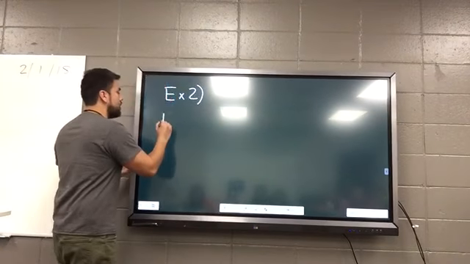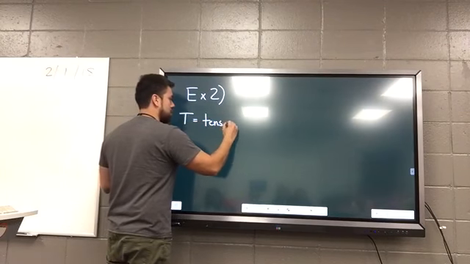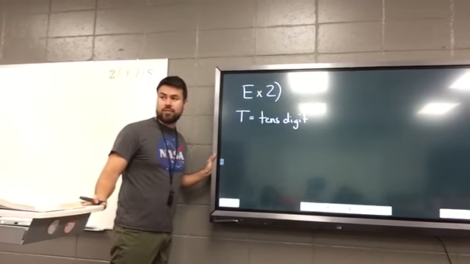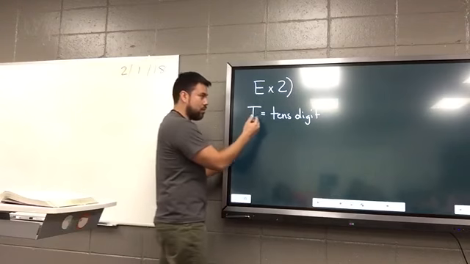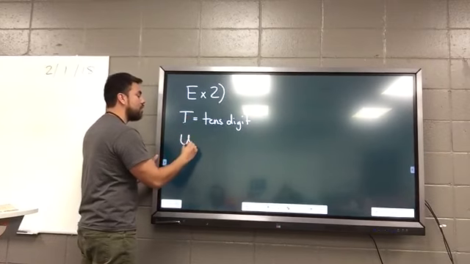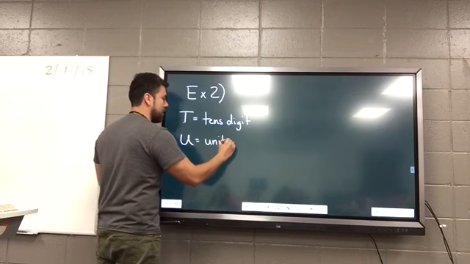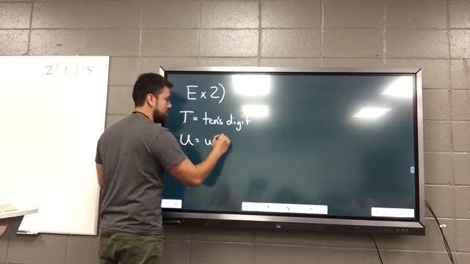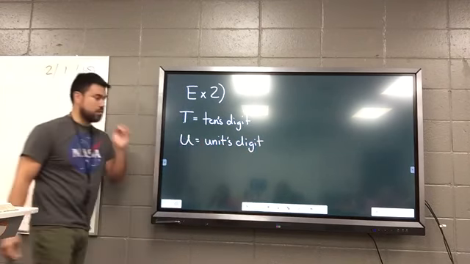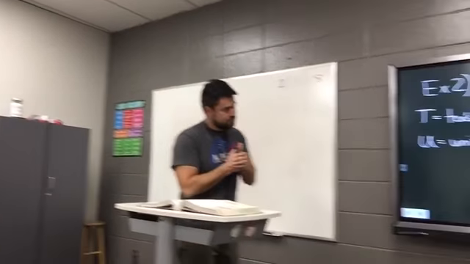I'm going to call the tens digit t. So I'm defining my variables. Have you heard of that? Defining a variable. So you pick a variable, and what does it mean? T means tens digit. And I'm going to call the units digit u. And you can remember that as tens digit, units digit. Okay, so T and U, that's what I'm talking about. You guys okay? All right.